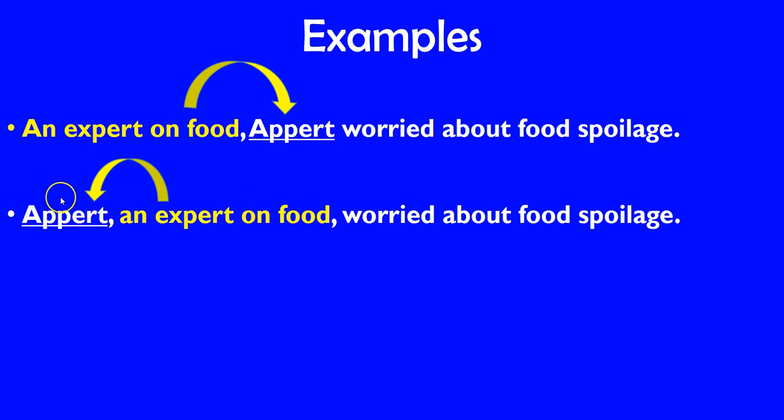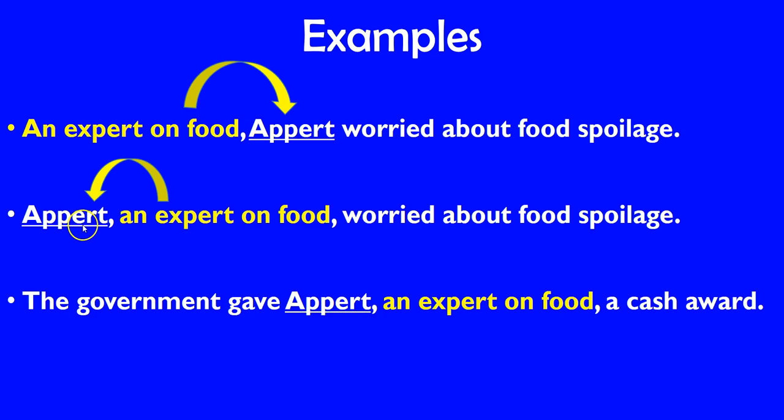So this gives us more specific information. It was Appert who worried, not just some random expert. So the expert on food is more information about Appert. Appert is the more specific noun here.